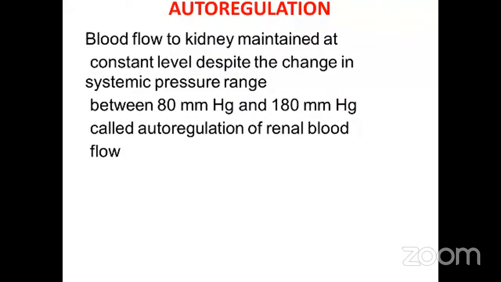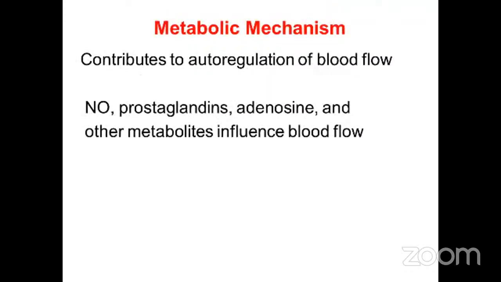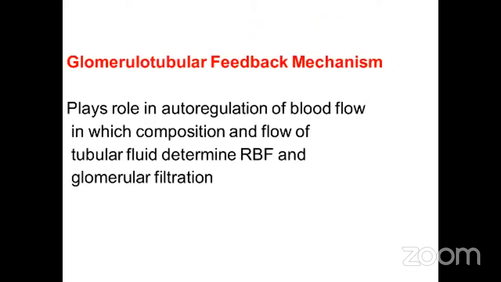Autoregulation: blood flow to the kidney is maintained at a constant level despite changes in systemic blood pressure between 80 to 180 mmHg. This is called autoregulation of the renal blood flow. A metabolic mechanism contributes to autoregulation of the blood flow. Nitric oxide, prostaglandins, adenosine, and other metabolites influence the blood flow. The tubuloglomerular feedback mechanism plays a role in autoregulation of the blood flow, in which composition and flow of tubular fluid determine renal blood flow and glomerular filtration. So this is about the renal circulation.